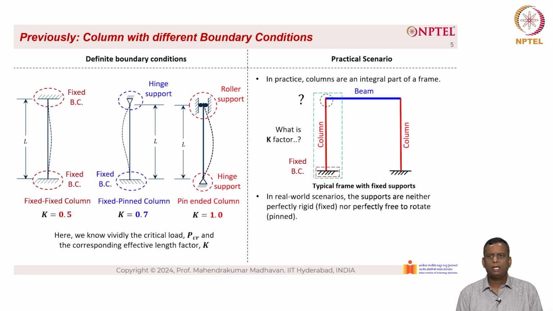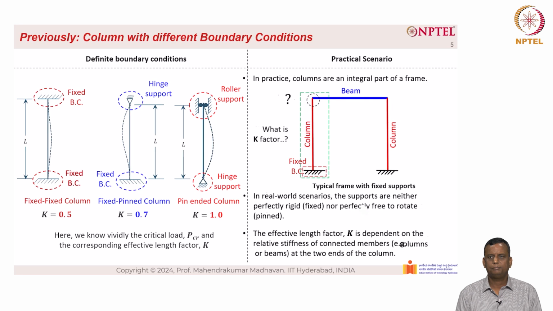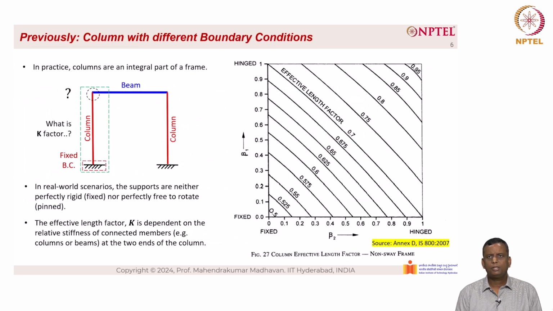So in real world scenarios, the supports are neither perfectly rigid nor perfectly free to rotate. The effective length factor K is dependent on the relative stiffness of connected members, for example, columns or beams at the two ends of the column. The plot that you see on the right hand side is known as the Wood's curve. The Wood's curve gives you the K values that are between 0.5 and 1.0.